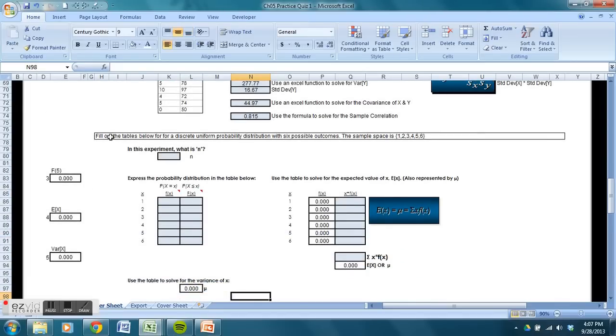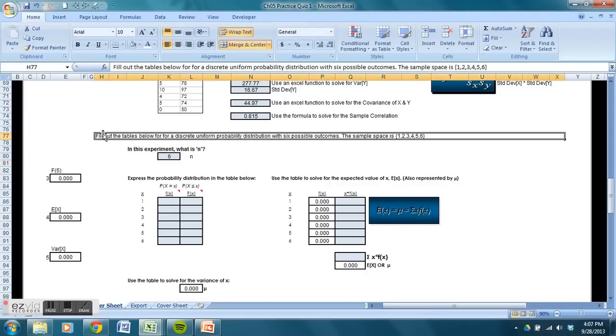So, fill out the tables below for a discrete uniform probability distribution with 6 possible outcomes. The sample space is 1, 2, 3, 4, 5, 6. What is n? Total number of possible outcomes? That would be 6.